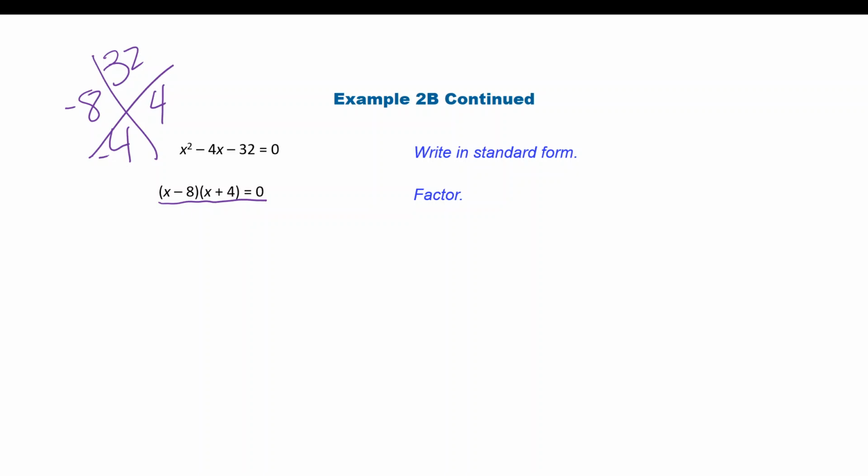Once we've done that, we can go ahead and solve. Use our zero product rule and then solve for x. So we know x is going to either equal 8 or x will equal negative 4.